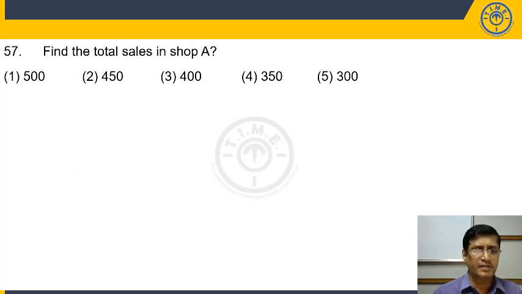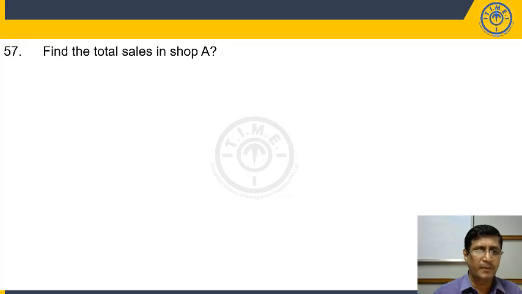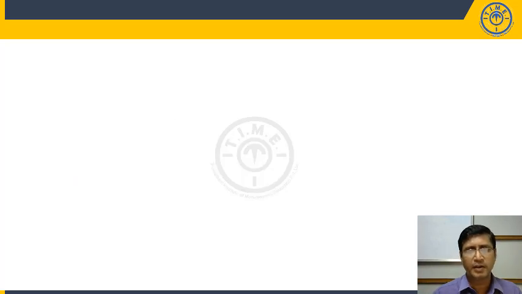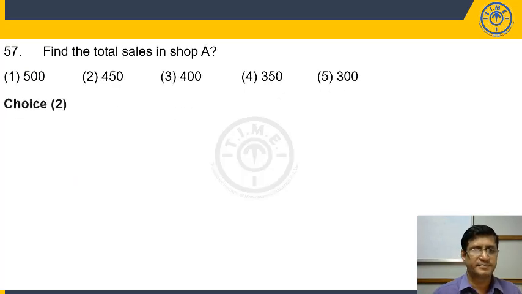Find the total sales in the shop A. Total sales in the shop A we need to find. Total sales in the shop A is equal to how much? It is 450. So what is the right choice? Option number 2 is the right choice.